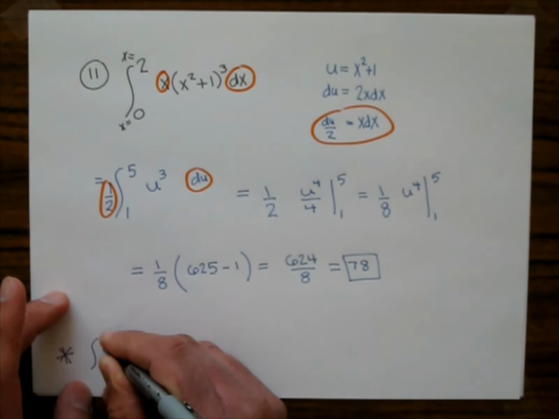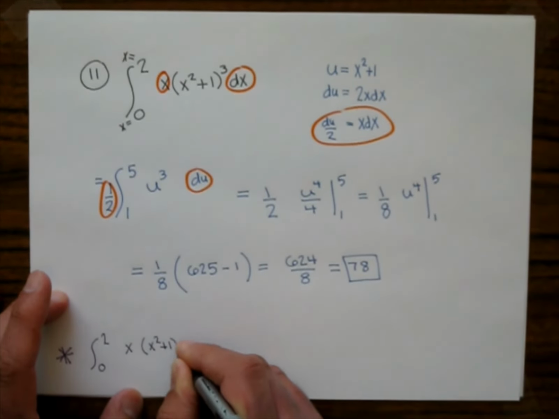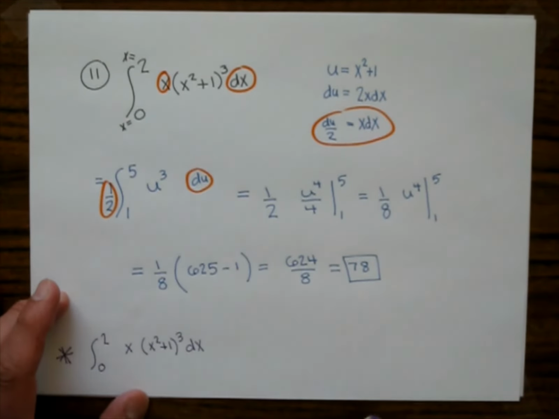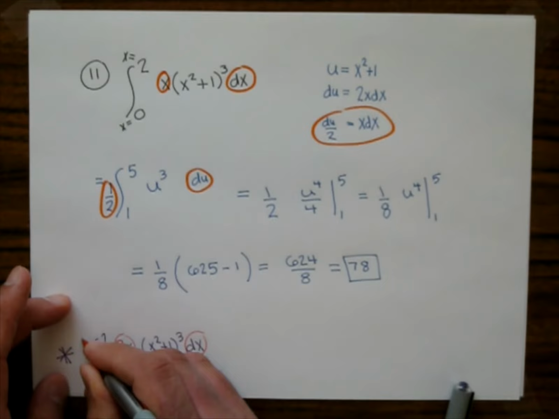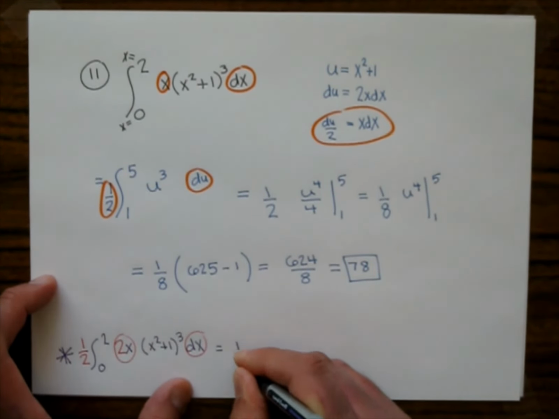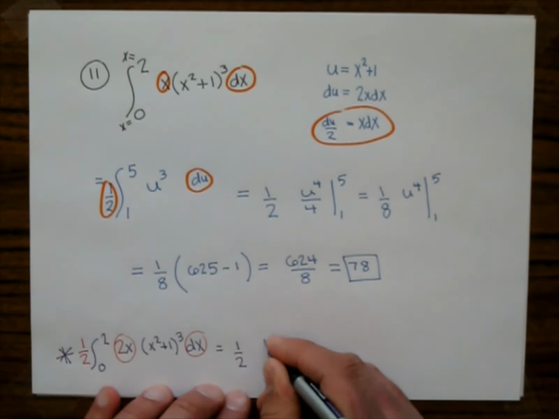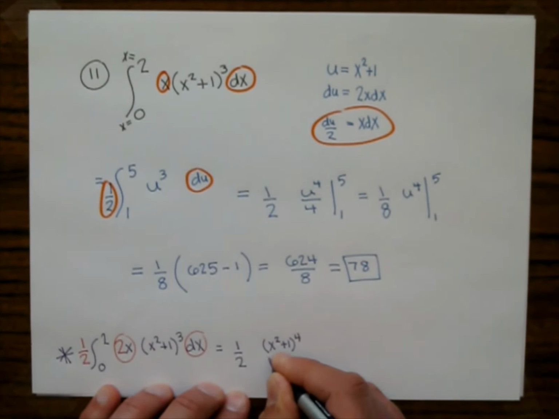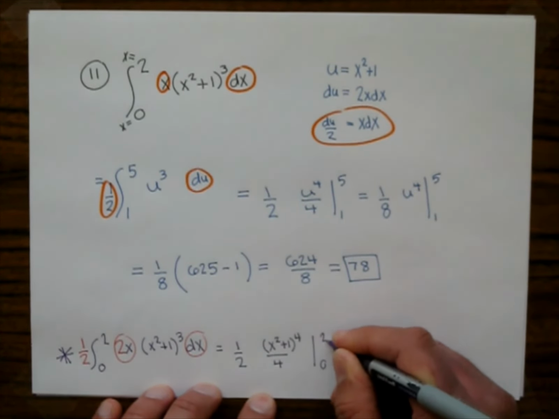So I have the integral from 0 to 2 of x squared plus 1 cubed dx. The derivative of the inside there is 2x. I need a 2 there, so that will disappear, but I need a 1/2 there. So I end up getting 1/2, and I'm taking the antiderivative of something to the third, which is something to the fourth over 4. And this is going to get evaluated from 0 to 2.